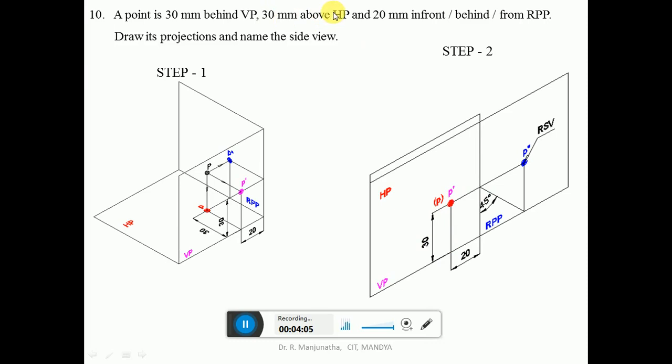The distance above HP is seen in the vertical plane. So from here you measure the distance of 30 mm and mark this point, which will be P dash, small p dash. Then behind VP, which is seen in HP, is also 30 mm. When HP is rotated above, both VP and HP will be overlapping. Since the distance is 30 mm, both front view and top view will also be overlapping.